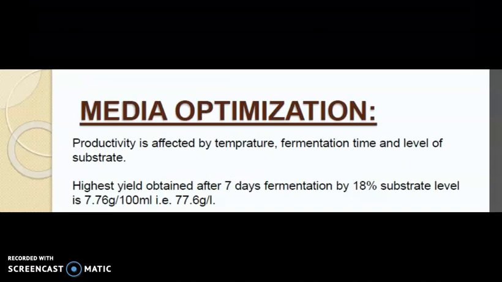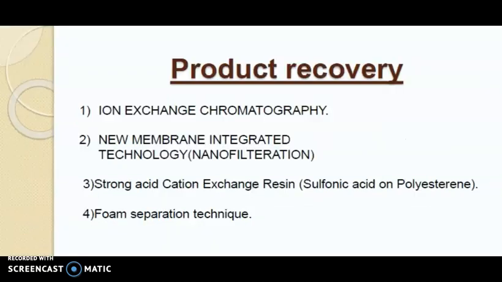Productivity is affected by temperature, fermentation time, and level of substrate. The highest yield is obtained after 7 days of fermentation at 18% substrate level, which is 7.76 gram per 100 ml, that is 77.6 gram per liter. Coming to the downstream processing or product recovery, the methods involved include ion exchange chromatography, nanofiltration, strong acid cation exchange resin, and foam separation technique.